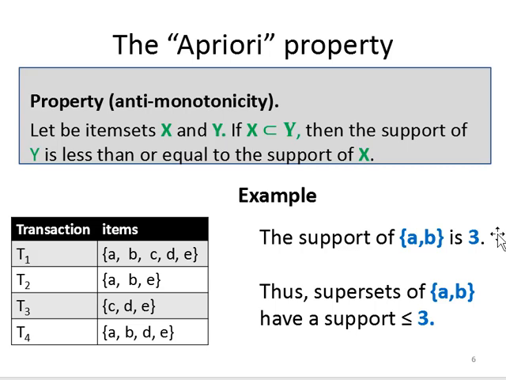Actually, this makes sense, because if AB appears 3 times, and then you consider ABC or ABD, you add another item like C or D, of course it cannot appear more often than AB, with or without a C or D. So this property is very powerful, because if you know that the support of AB is 3, and you set the minimum support to 4, then you know that all the supersets of AB cannot be frequent item sets. You don't need to look at all these possibilities. So it will save a lot of time.